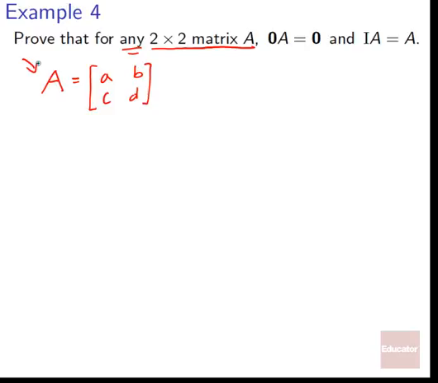So if we can show that the 0 matrix times this comes out to be 0 anyway, then it's got to be true for all of them, because they're just going to wind up swapping out the variables A, B, C, D for actual numbers. So let's try this. 0 matrix times A equals 0.